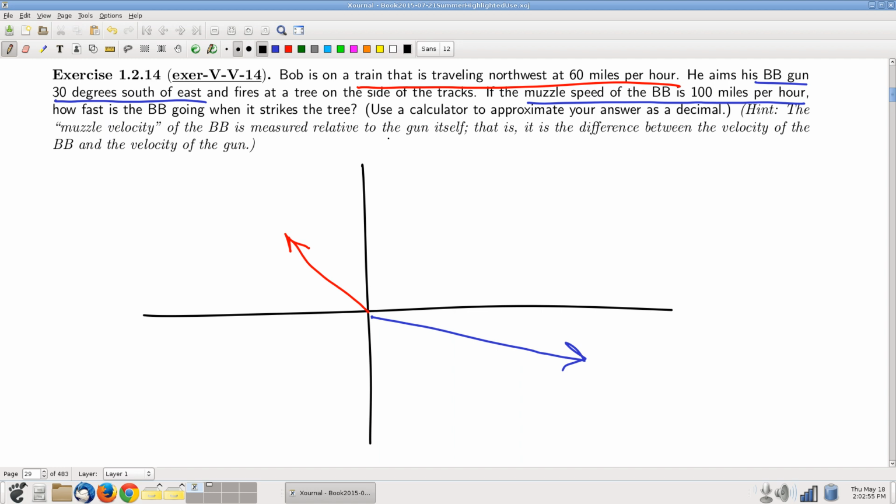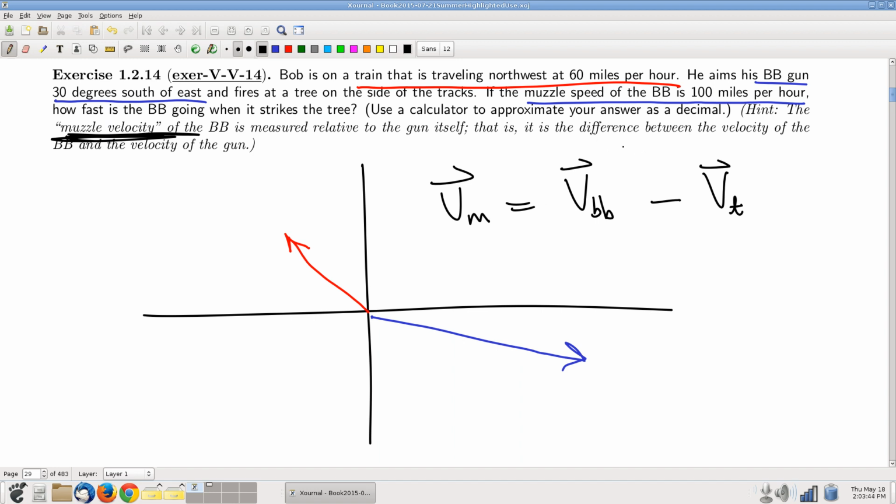All right. So the big hint is given right here: the muzzle velocity is the difference between the velocity of the BB and the velocity of the gun, but of course the gun is attached to the train. I don't have notation set here, so I'll just say the velocity of the BB.